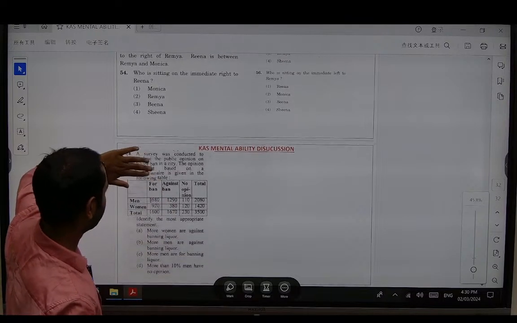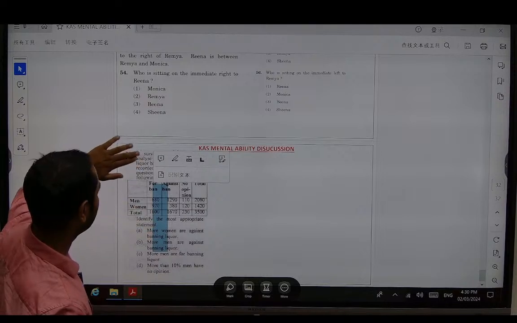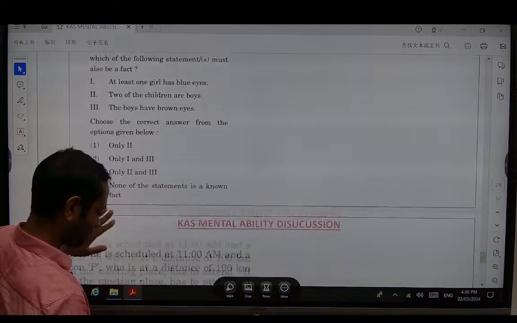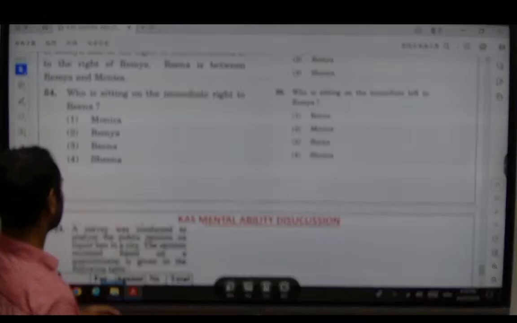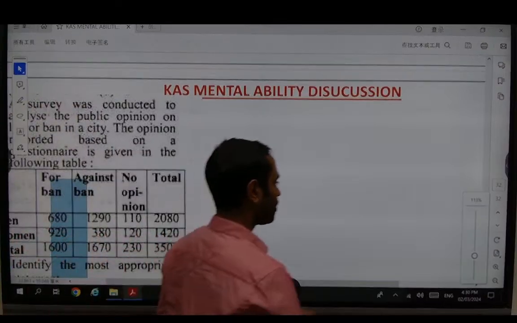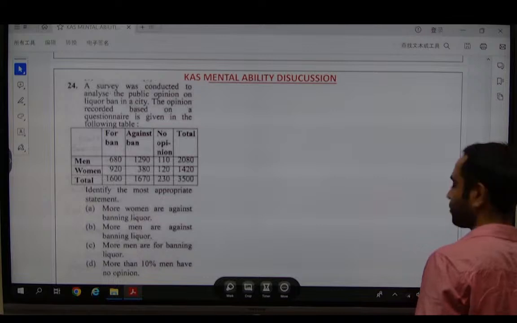Okay. Little more. This is the last slide, I guess. Okay. So this particular problem, you must be able to see. Are you able to see?